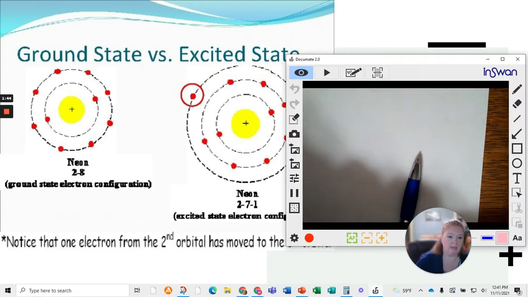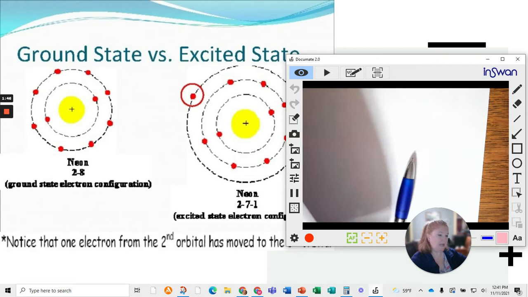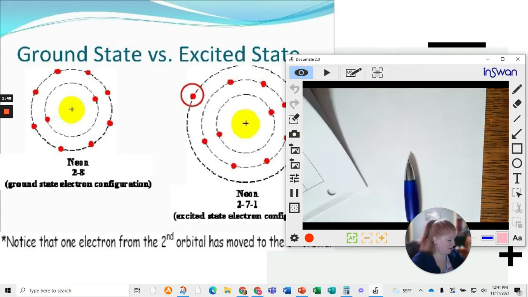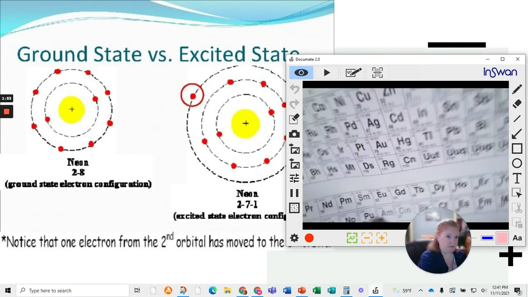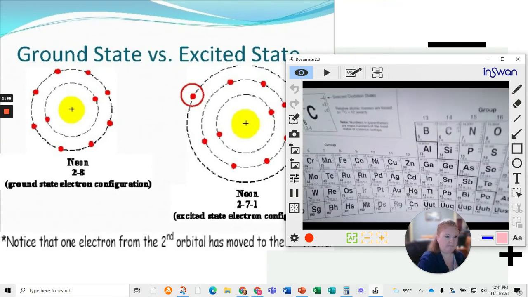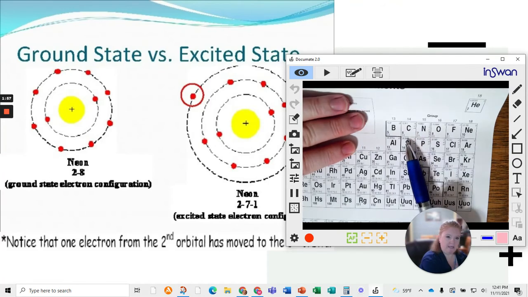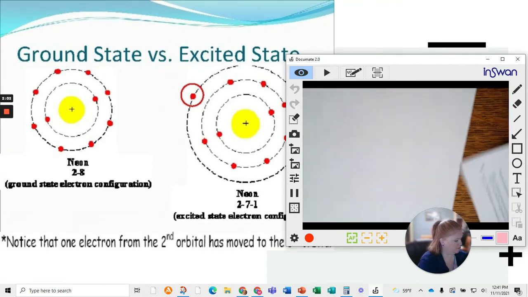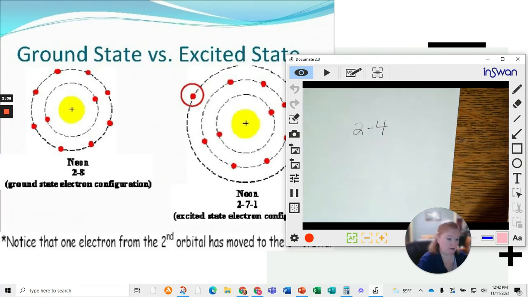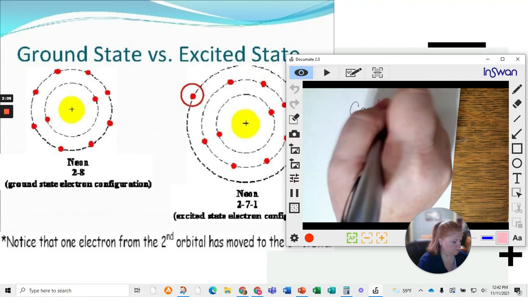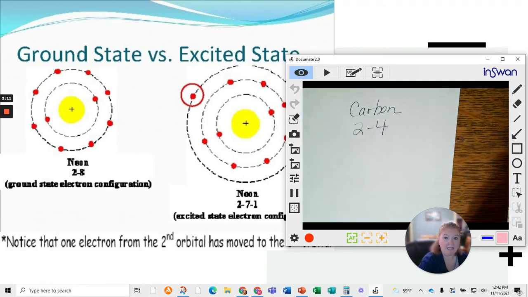So let's look at the periodic table for a moment, and then I can show you how to write an electron configuration in excited state. So here's our periodic table. And let's look at carbon. So carbon says 2-4. Well, that is carbon in the ground state. How do I know it's ground state? It's literally on the periodic table, not a trick. If it's on the periodic table, it's ground state.